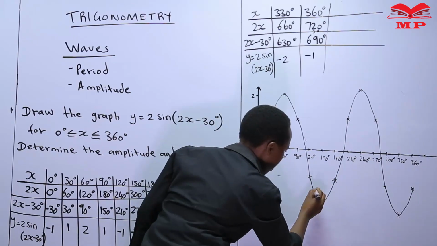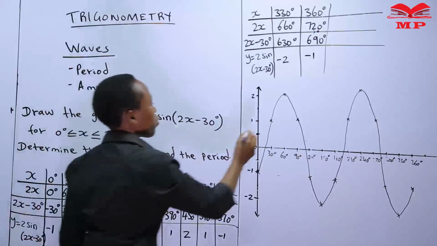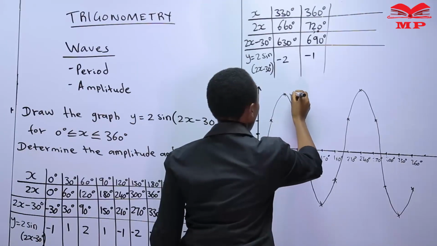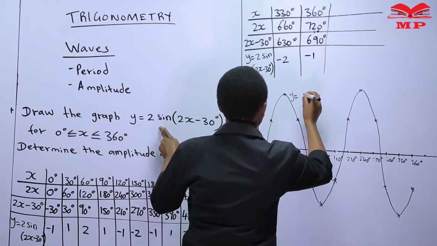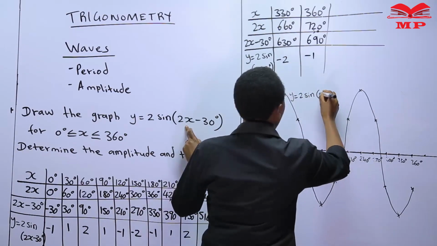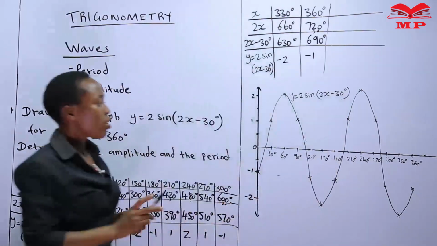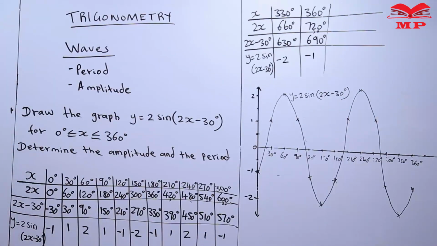That's the turning point. Therefore it should turn. So then we need to come and write therefore the equation y is equal to 2 sine 2x minus 30 degrees. So that's what we have for y is equal to 2 sine 2x minus 30 degrees. Then we are told from that graph we are supposed to determine the amplitude and also the period.